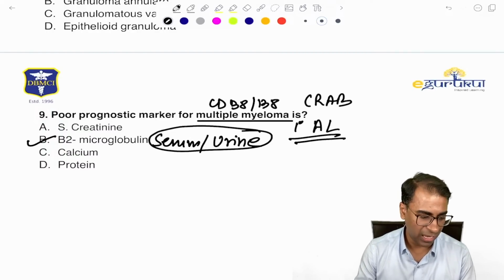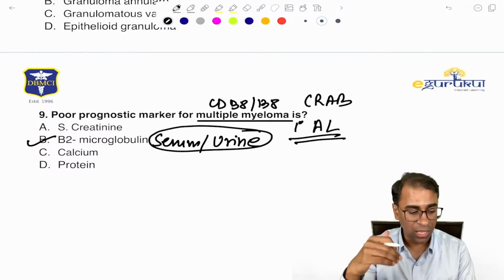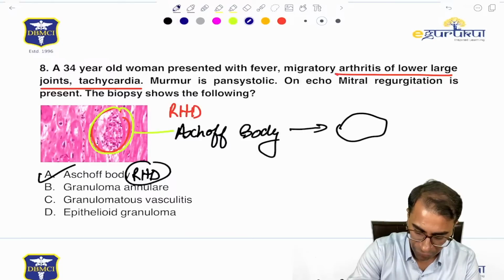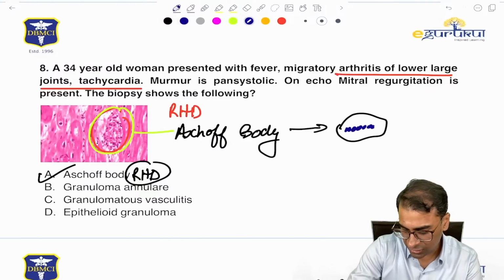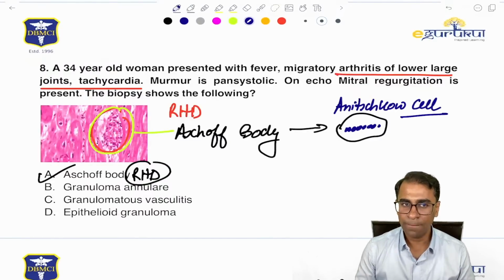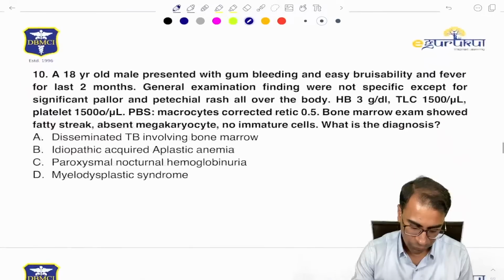Primary AL amyloid. Yes, the caterpillar-like cell is seen in it, a cell like this. It's a macrophage with this type of nucleus, called Anitschkow cell, the caterpillar cell. Clear? Okay, now we move to question 10.